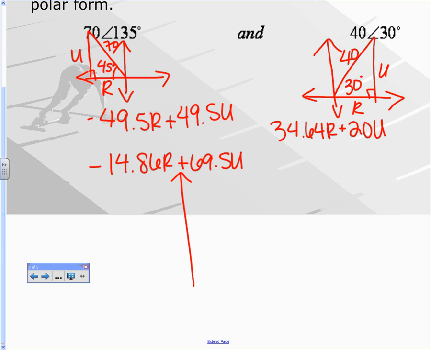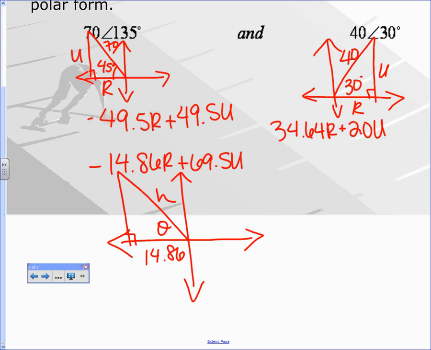Okay, where do I draw it? My triangles are never to scale. That's just me. If you want to draw your triangles to scale, that's fine. I don't feel the need. My 14.86 is basically the same length as 69.5. That's just me. I don't draw them to scale. If you feel the need, that's fine.